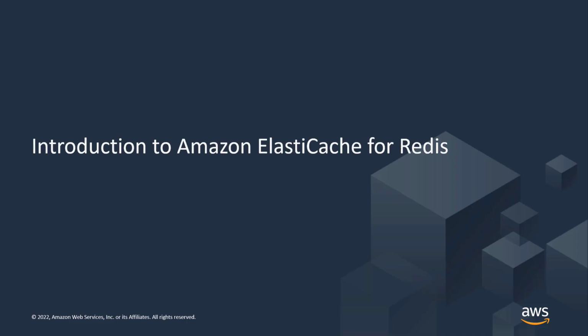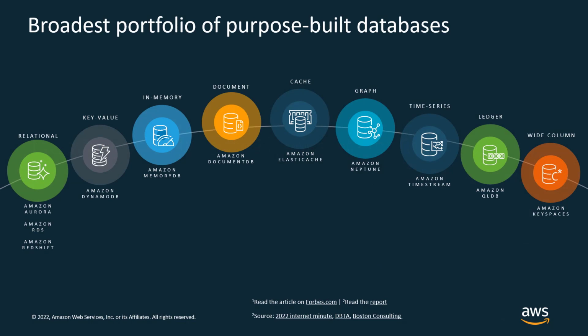Let's quickly check the ElastiCache for Redis service. Here is a quick snapshot of our purpose-built databases in AWS. We have different databases for helping our customers with different use cases, like RDS for relational purposes, DynamoDB for key-value stores, etc. So one database does not suit every use case. You can select the database that suits your use case.